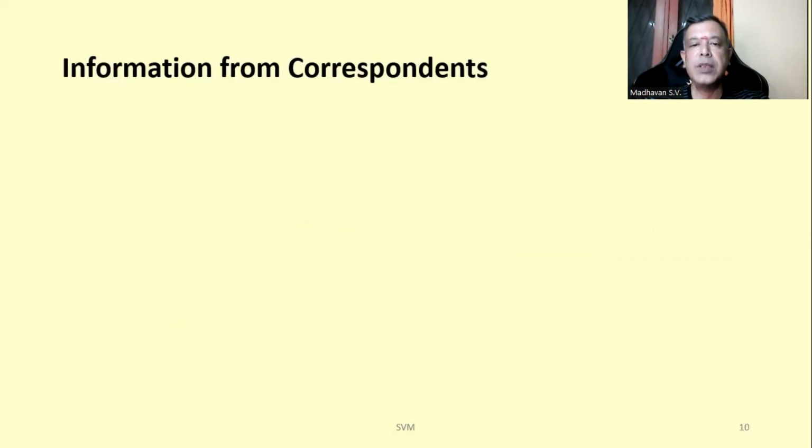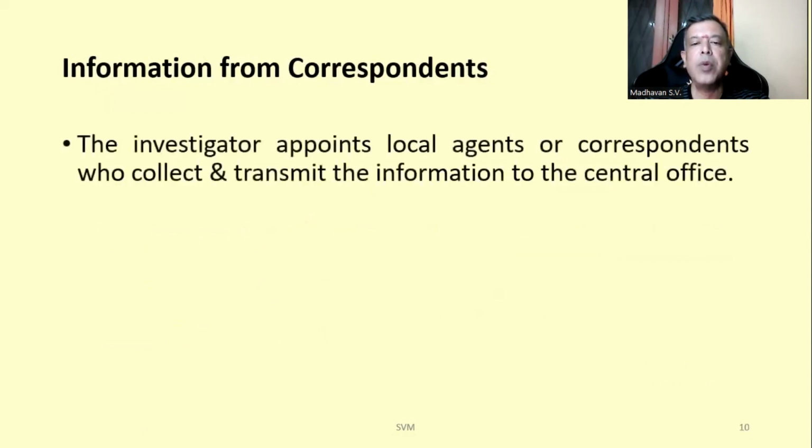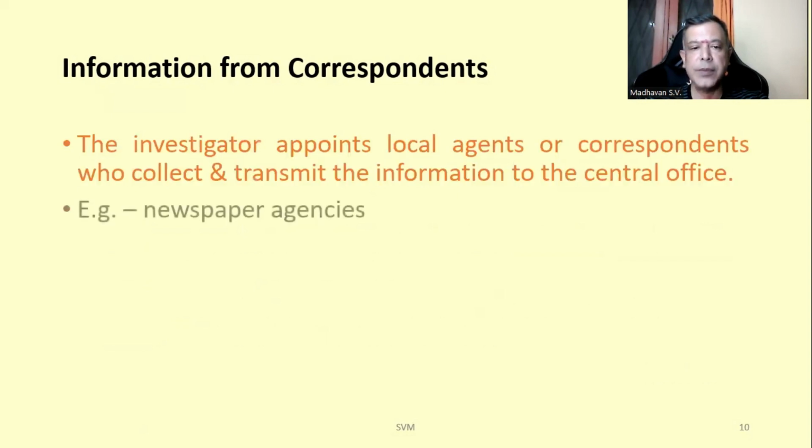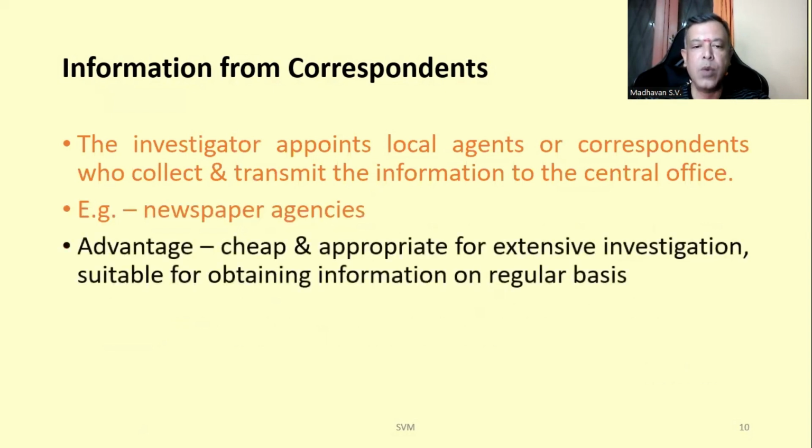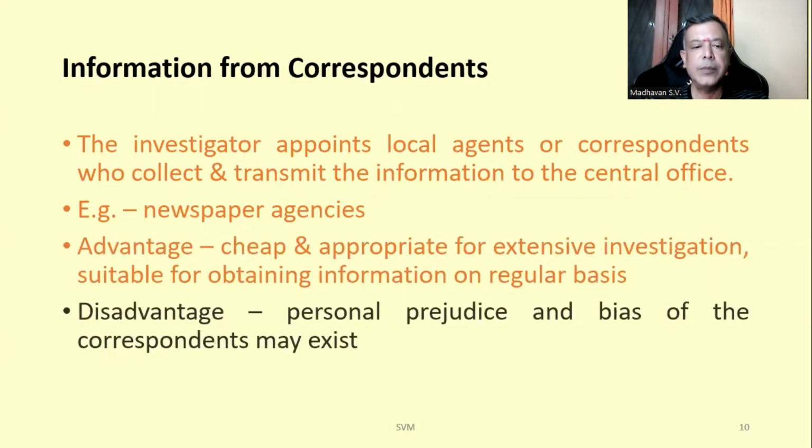Information from correspondents. The investigator appoints local agents or correspondents who collect and transmit the information to the central office. Newspaper agencies do that. Advantage: cheap and appropriate for extensive investigation, suitable for obtaining information on a regular basis. Disadvantage: there may be a personal prejudice or bias of the correspondents.